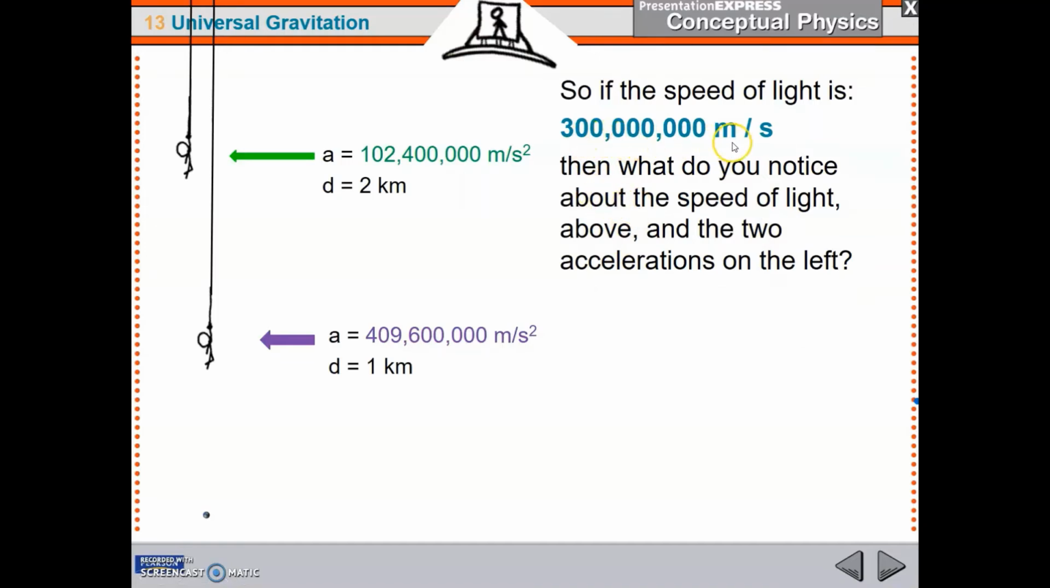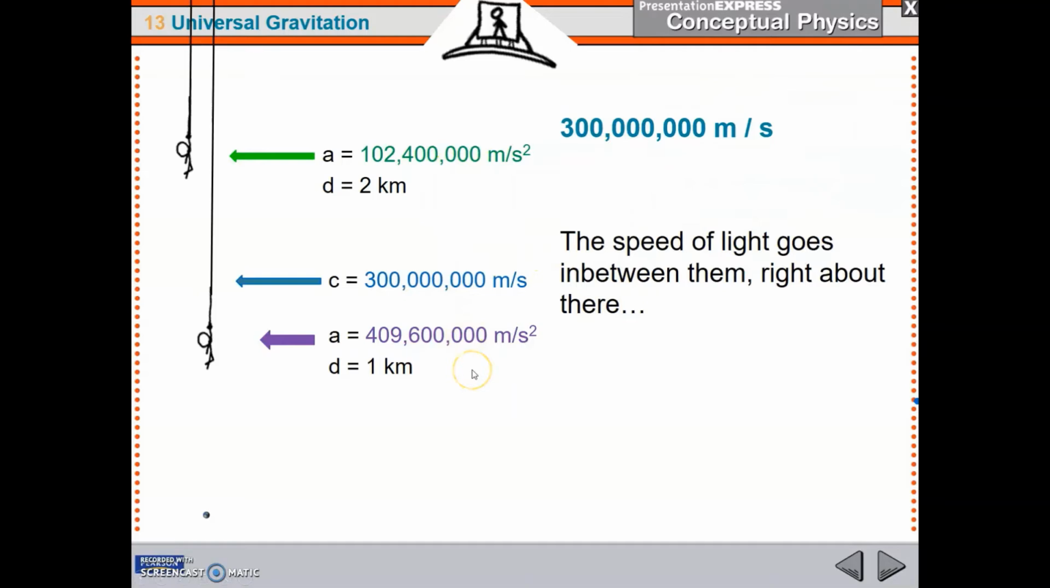If the speed of light is 300 million meters per second, then what do you notice about the speed of light there and the two accelerations on the left? The speed of light is in between them. So the speed of light would go right about there, because this is 100 million, this is 400 million, and there's 300 million. So right about here is where the speed of light would go. Now, please note, this is a speed, and these are accelerations, right? But if I told you that Chad down here has an acceleration of 400 million meters per second squared, what's going to happen if he shines light up?